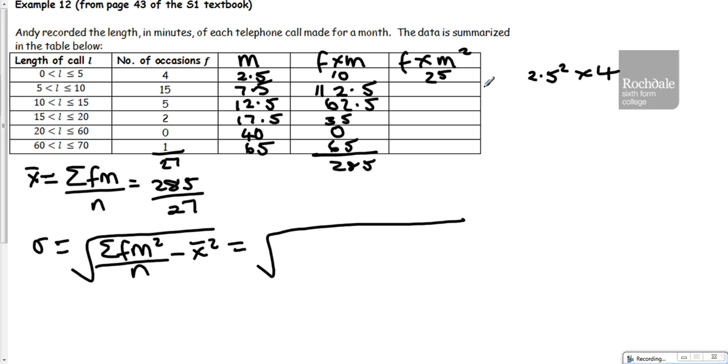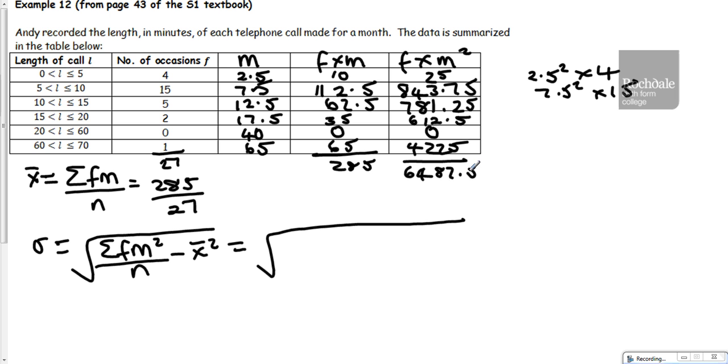Okay, so 25 for that one. On the next line, you'd be doing 7.5 squared times 15. And when you do that, you get 843.75. Carry on. Make sure you get these values. Remember, you can always pause the video at any point and fill in the boxes yourself and then see if you've got them right. That one will be 0. And then I think the last one is 4225. So if we add them up, that works out to be 6487.5. So that's this quantity here.